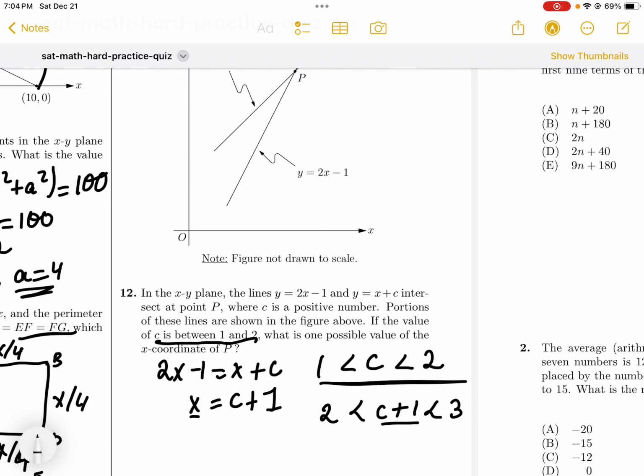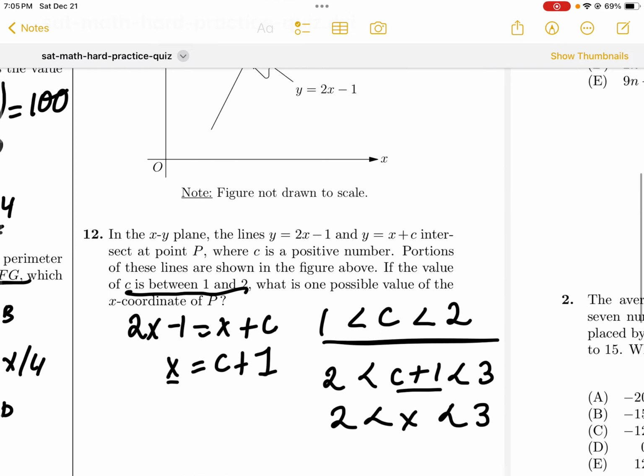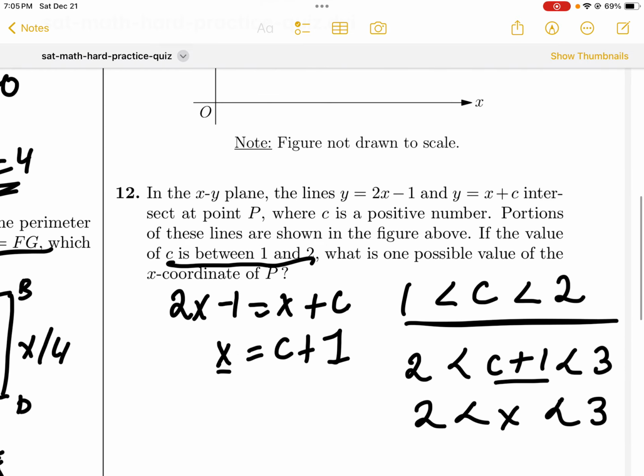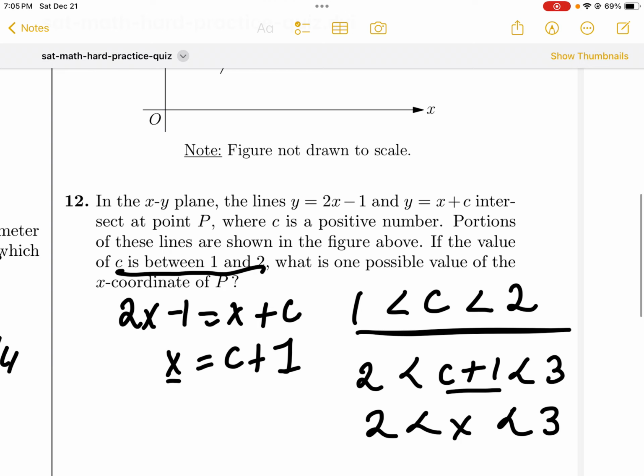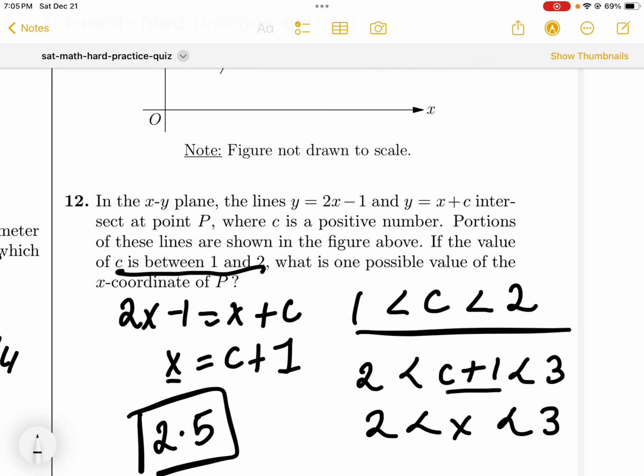Now c plus 1 is just x, so we can substitute. So we know that 2 is less than x, which is less than 3. So x is between 2 and 3. So I'm just going to pick a random value between 2 and 3 and call it a day. I'm just going to pick 2.5. Keep it simple. You guys can pick anything crazy or whatever. But yeah, that'll be my answer. You can submit any answer you want as long as x is between 2 and 3.